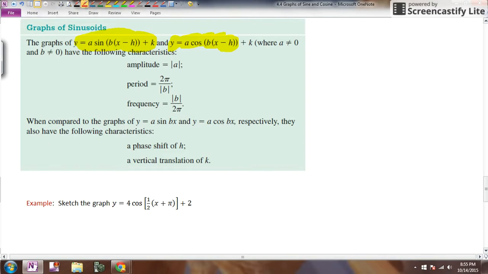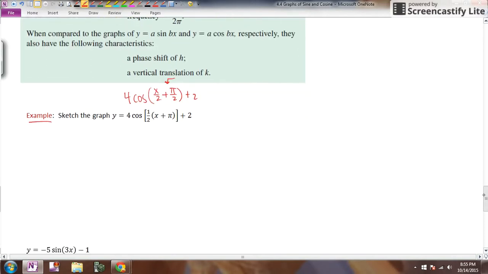One thing I do want to point out here in this example is that it might not be written that way when you first see it. It might be written as 4 cosine and then somebody distributes the half through. So they might have x over 2 plus pi over 2 and then plus 2. And your job will be to go, oh, I need to figure out the phase shift, right? And I can only compare the phase shift when it's to x, not when it's x over 2. So I'm going to have to factor out a half, and that's how I got that thing below it. So let's talk about what this graph would look like.